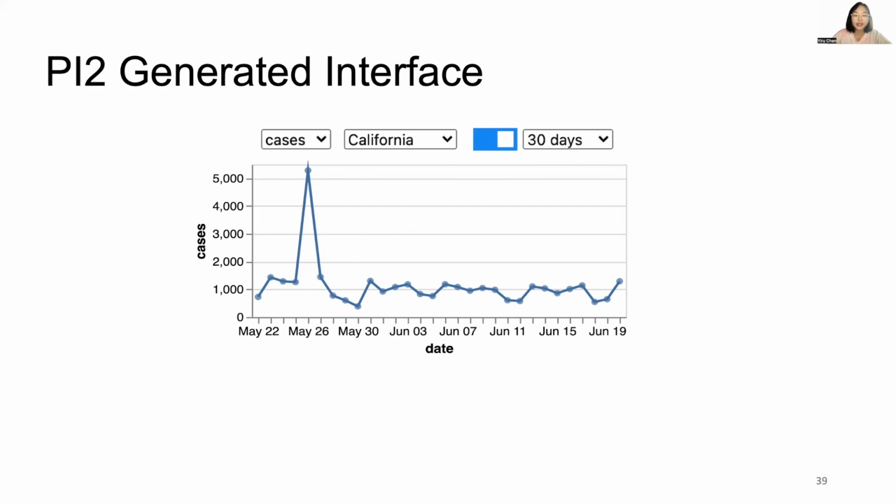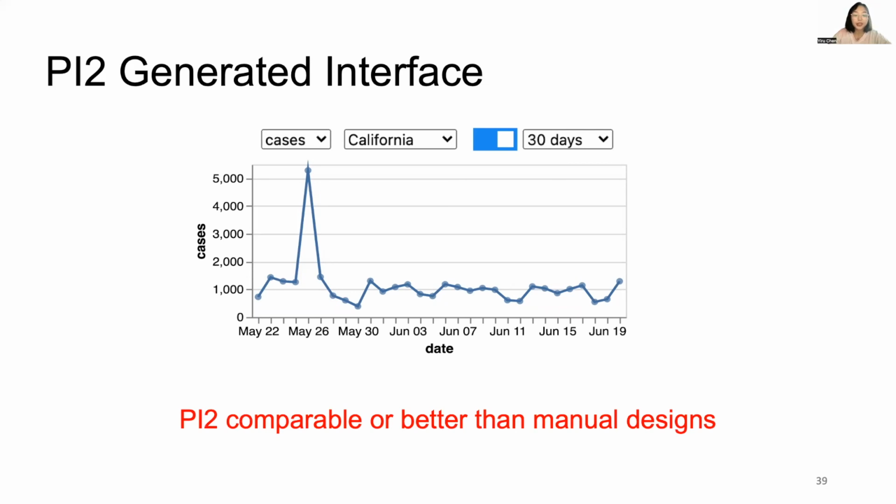In contrast, this is the PI2 automatically generated interface, where the line chart shows the trend, and 3 drop-downs choose from cases and deaths, different states, and different periods of time. Overall, people found that PI2 is comparable to or better than manual designs.